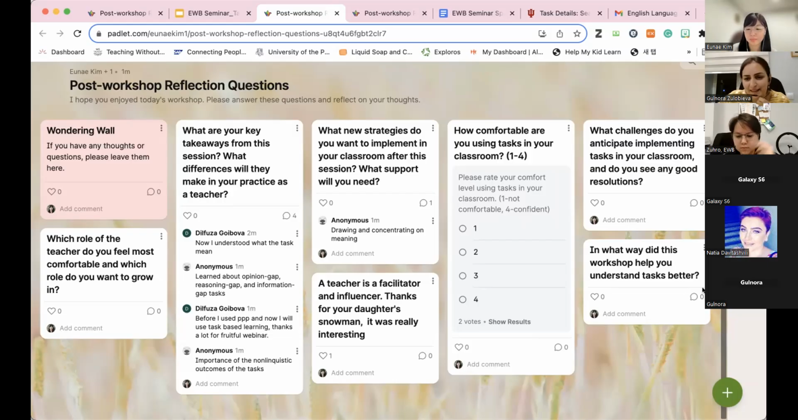Great. And the next question is, how do you evaluate the effectiveness and impact of TBL on your learners' language development and motivation? What do you think? How do you evaluate that?